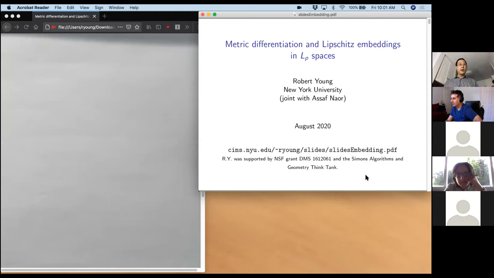And so what I want to do today is explain how to use versions of this idea, versions of Rademacher's theorem, to analyze maps from other metric spaces into other Banach spaces. And in particular, I want to talk about an example I came up with Assaf Naor that shows that there's no nonlinear version of a particular theorem of Kadec and Pełczyński. So let me start with this theorem.